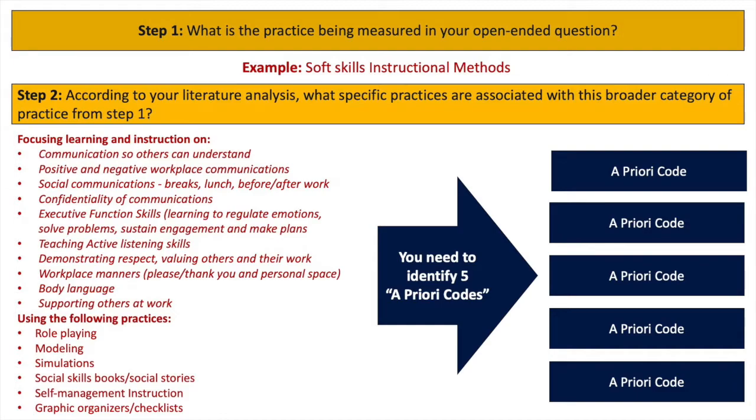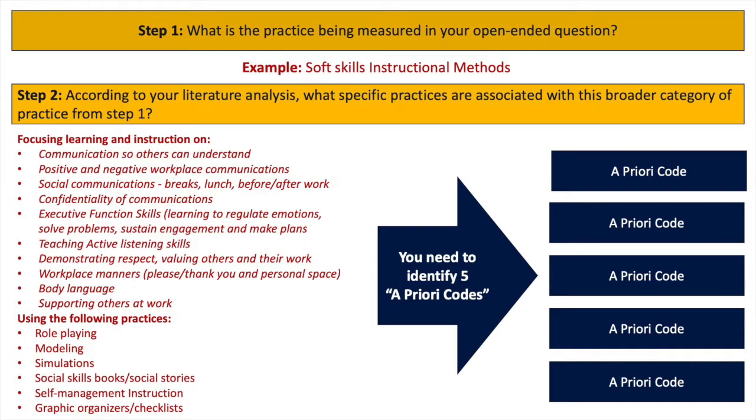So maybe I picked social stories. And I have one of my a priori codes is the use of social stories, right? And then what I would do is look through, as we get into the coding, look through my participants' responses to assign that code of social skills to any instances where social skills are being referenced. The idea being that we'll do that to multiple participants who explain it.